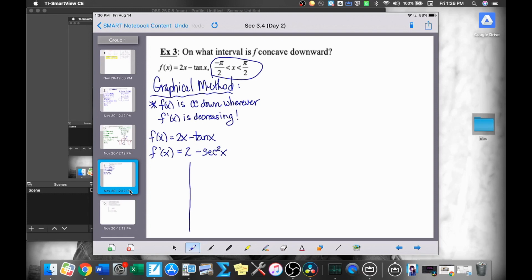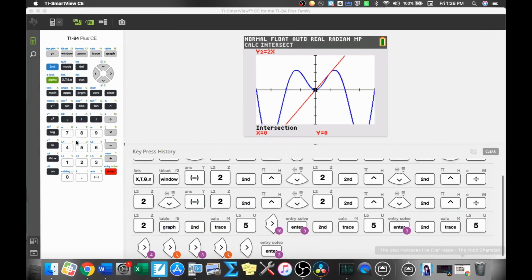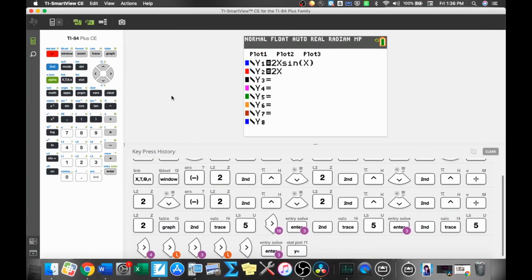So I'm going to sketch a quick coordinate plane here, and then I'm going to grab my graphing calculator and graph what this looks like. I'm going to go ahead and clear out what I had already in my y equals, and I'm going to type in my function.